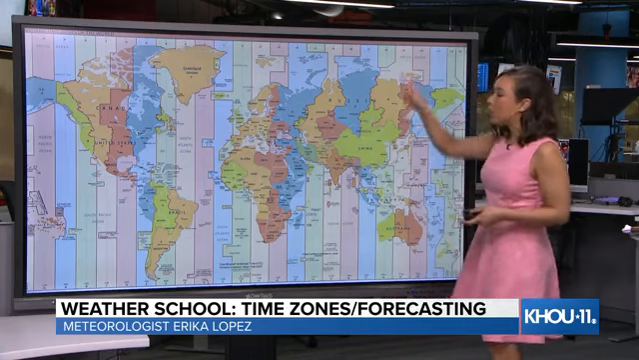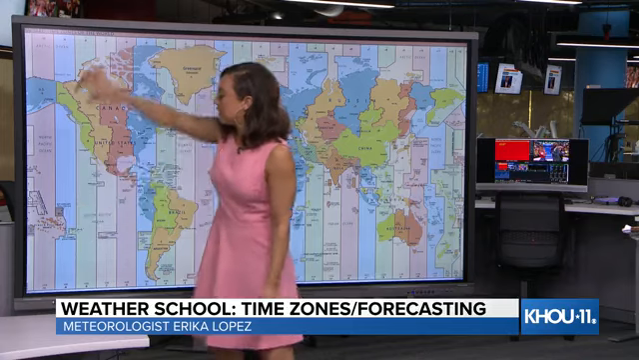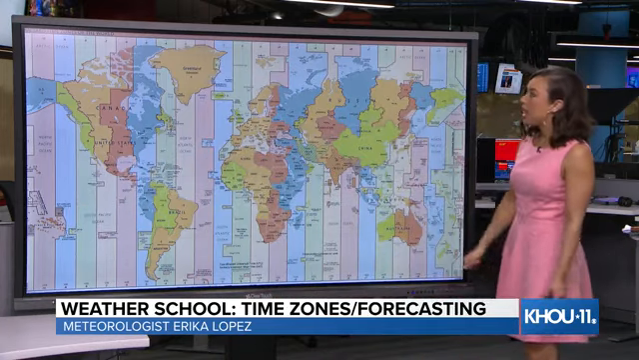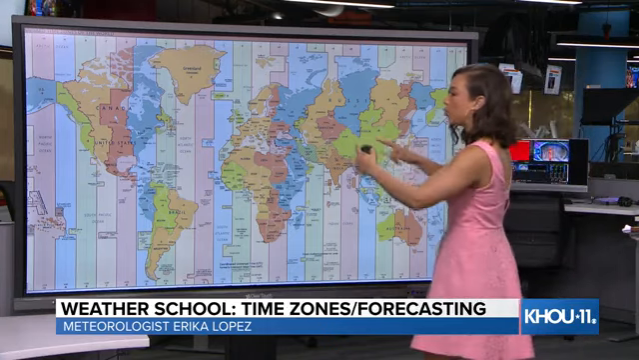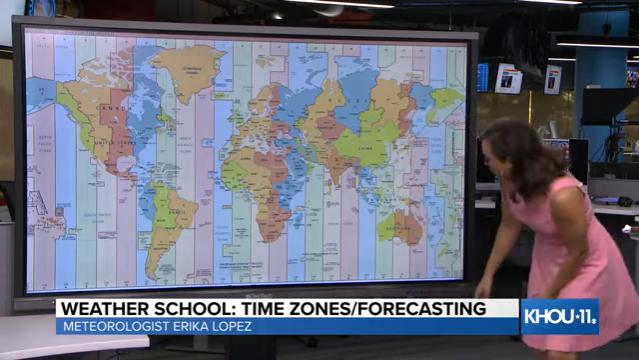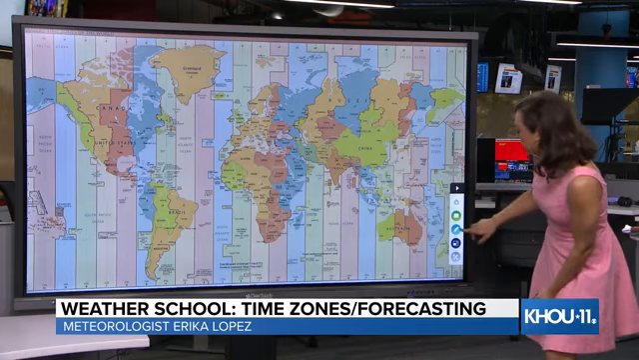So what we're seeing here is a map of the world, a map of the globe, and we're seeing lines of longitude. This map is separated into 24 different sections, so we have 24 different lines of longitude here. If we were to wrap this into a globe, it would be 360 degrees, right? Our globe rotates 360 degrees in 24 hours.